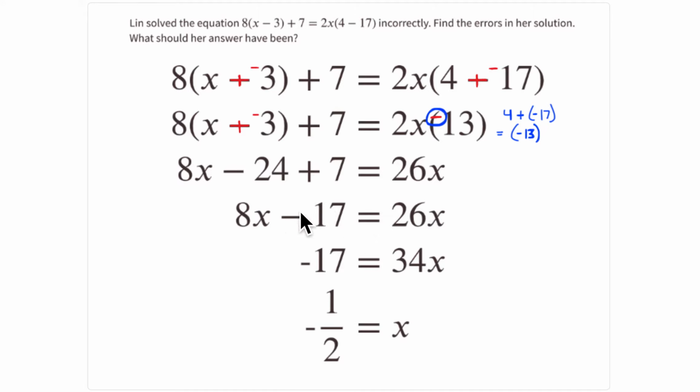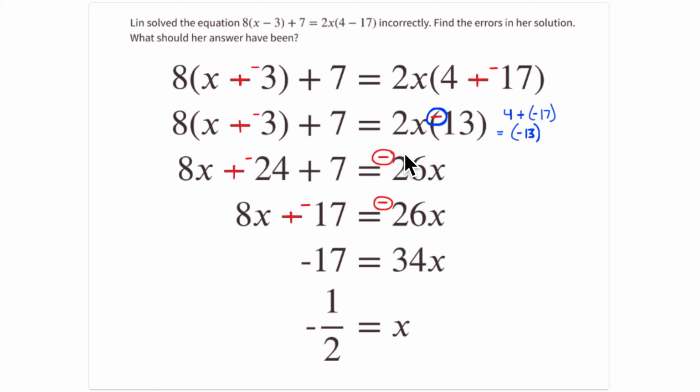So it's okay down to here. But on this side, now she's going to get rid of this 8x. And she adds a positive 8x to 26x. Well, she should actually add a negative 8x. So this should go from 26x to 18x, where she's getting rid of this 8x by adding a negative 8x. So this should be 26x plus a negative 8x, so this should be 18x. She goes the wrong direction.